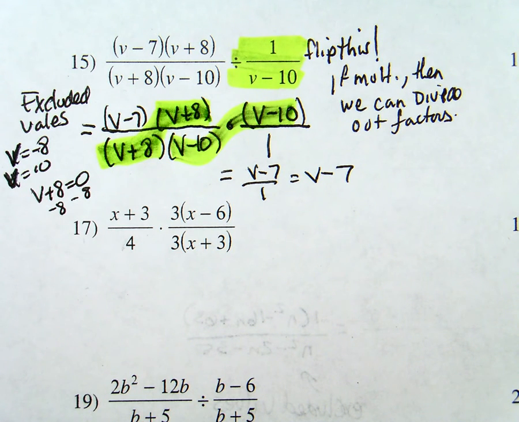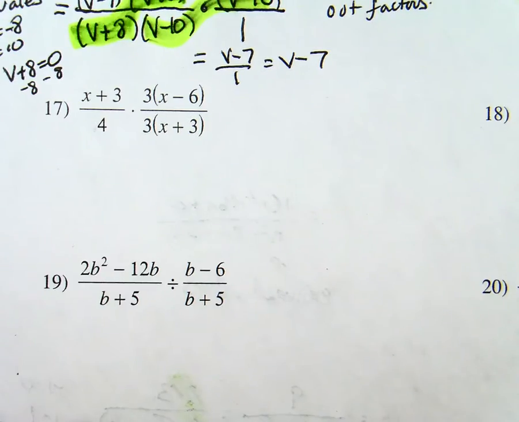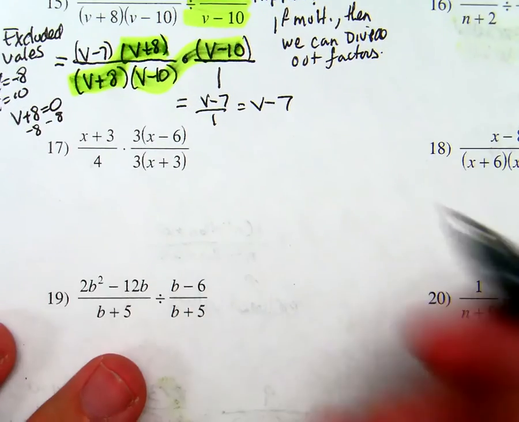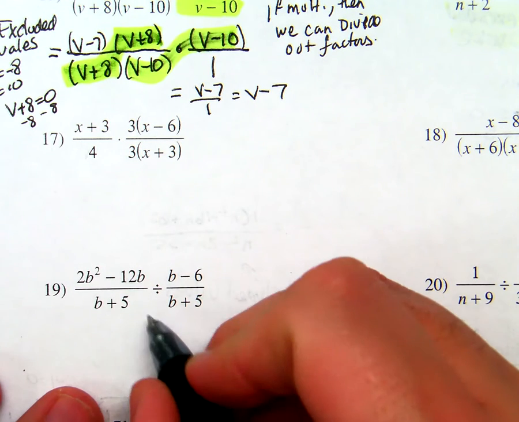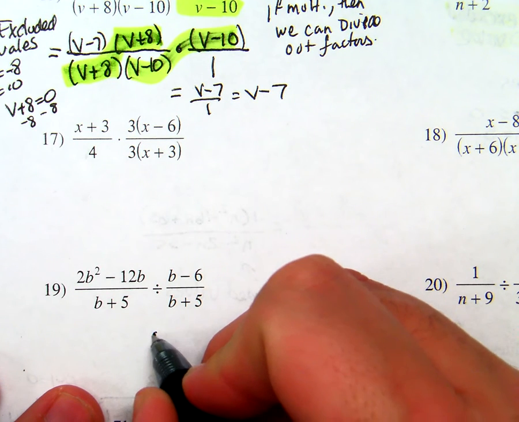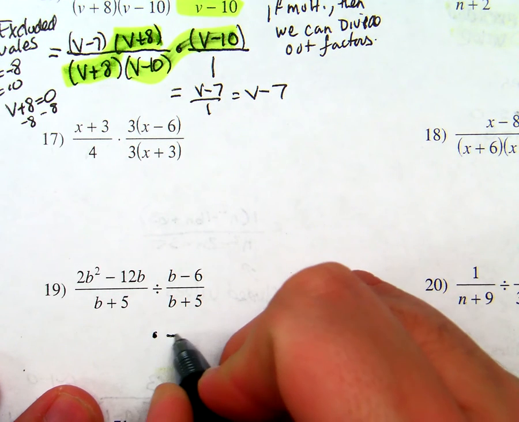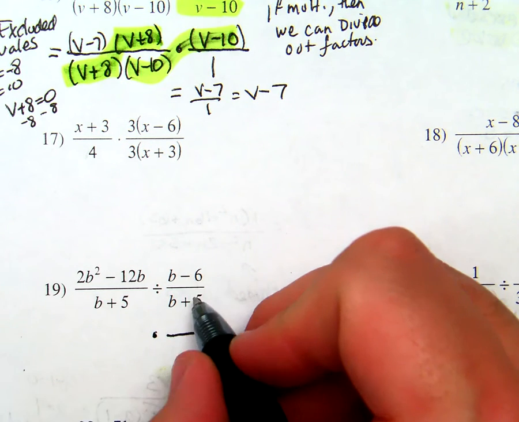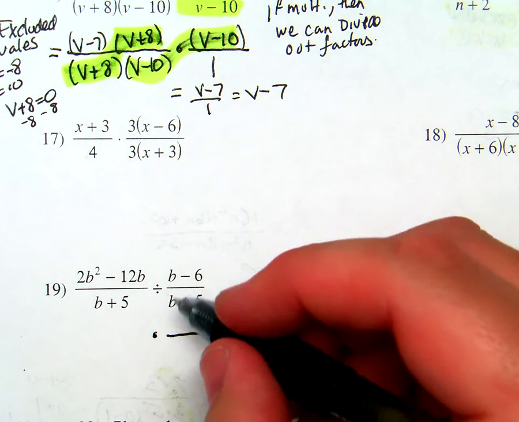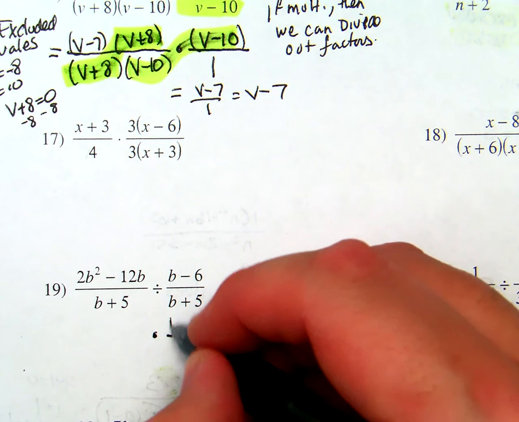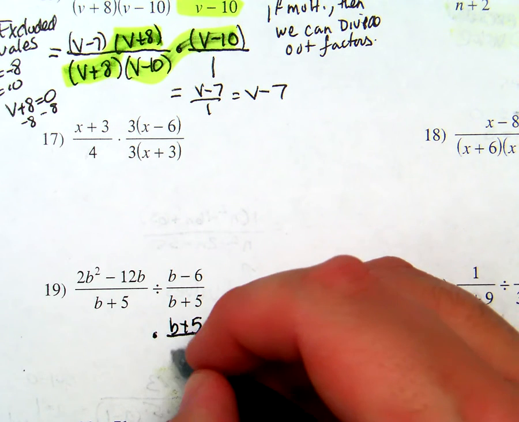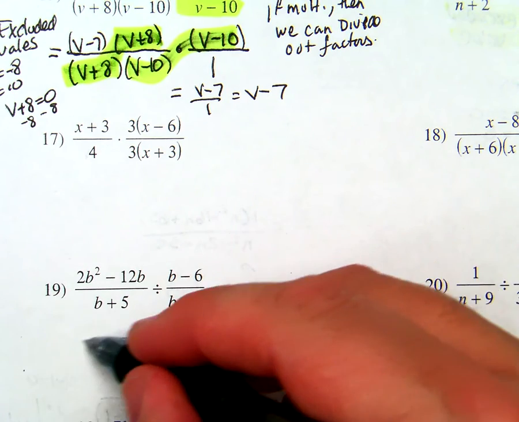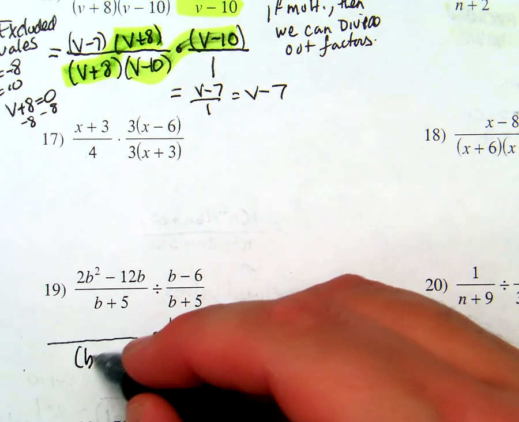I'll zoom out just a little bit. Here, 19 is another division problem. What would I multiply by? Would I multiply by b minus 6 over b plus 5? B plus 5 over b minus 6. Yeah, b plus 5 over b minus 6. You flip it. And then you have to factor this. I know there's a b plus 5 here, but then you have to factor the top. That'll get you started with that.